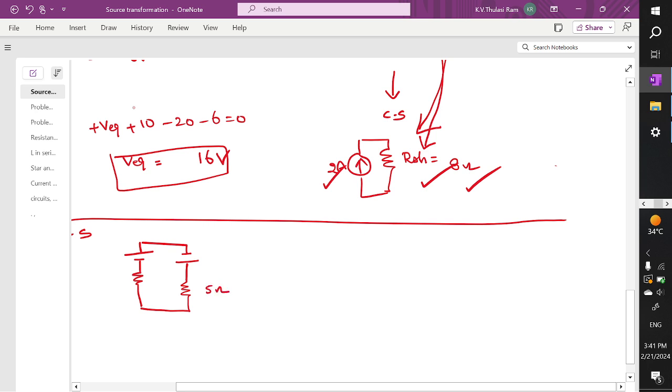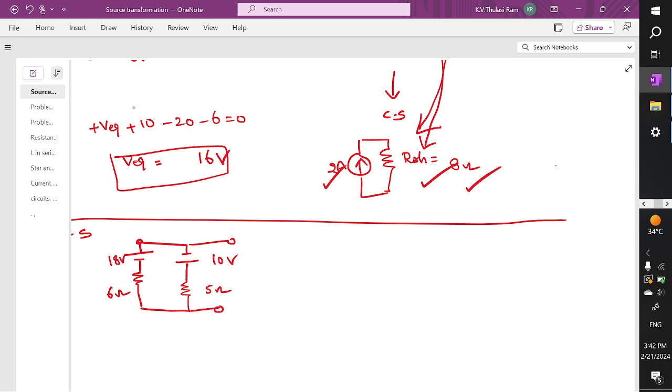This is 5 ohm, this is 6 ohm, this is 18 volts, this is 10 volts. So this is what is given to us. We want to reduce this into a current source. Before doing this, let's try to convert each source into a current source. So this I am marking for your convenience, 1, 2. So between 1 and 2 I am going to draw a current source in place of the voltage source, and between 1 and 2 I am going to get a resistor.